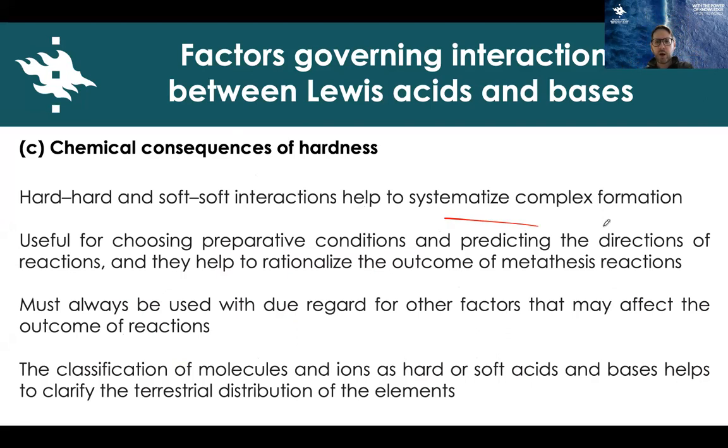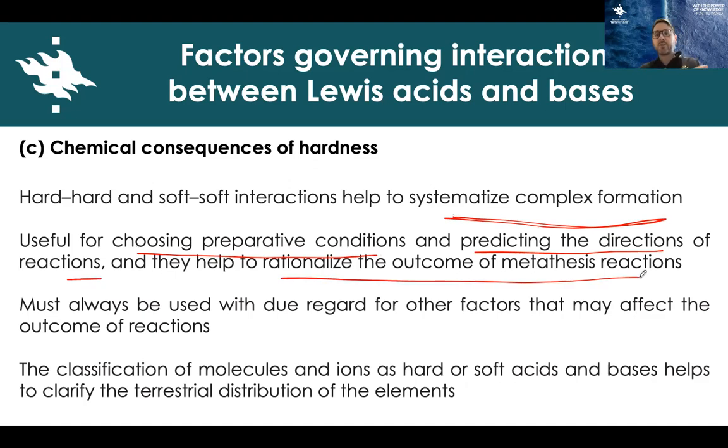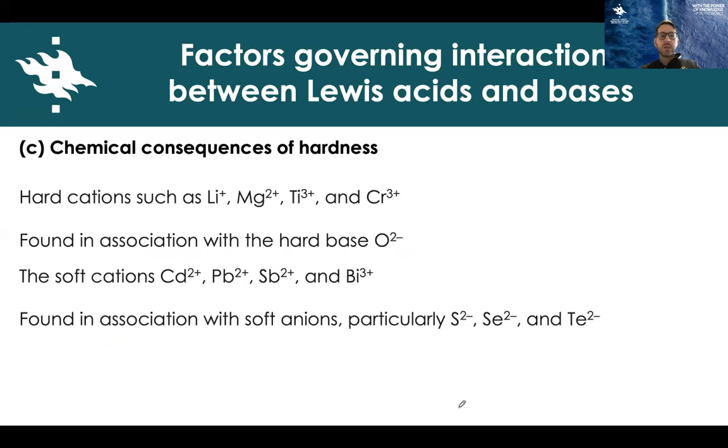So these interactions help us to systematize complex formation, are useful to choose preparative conditions, predict the direction of reactions, and help to rationalize the outcome of metathesis reactions in which hard-hard and soft-soft interactions will be favored. But of course, this also has to be used with care, as other factors can also play a role. And also this classification helps us to understand the terrestrial distribution of the elements and the types of compounds that they form, as we discussed in the first lectures.